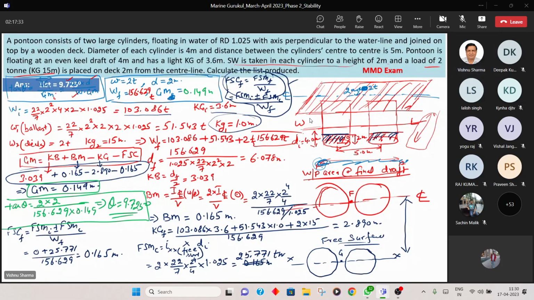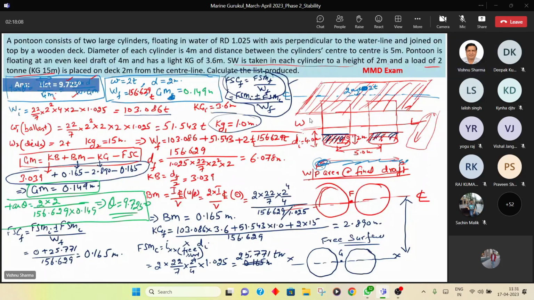Okay, guys. And it is for sure an MMD question. That should also send a message that questions like this are comprehensive and put everything to the test. One list question testing you on the concept of list, the law of flotation, free surface, KG, KB and BM. Everything is being tested in this one question.